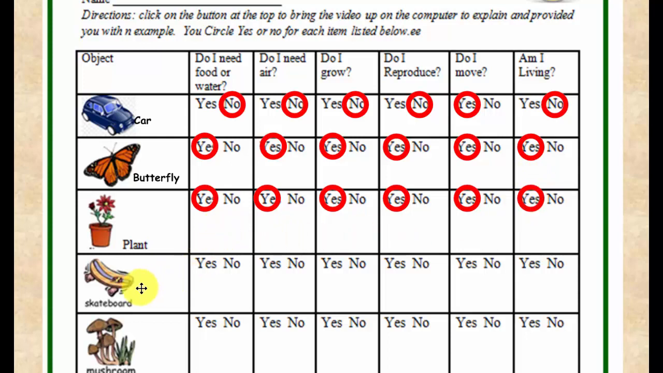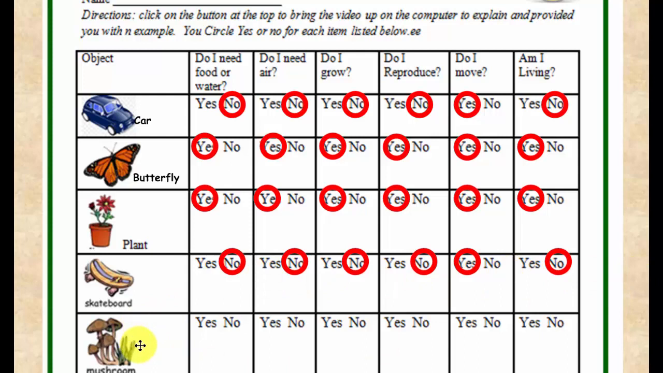A skateboard. Does it need food and water? No. Does it need air? Definitely not. Does it grow? I don't think so. Does it reproduce? We hope not. And do they move? Well, yes, they do. If you're on it, it's going to move, right? Is it living? And the answer is no. And the reason is because it doesn't have 5 yeses.